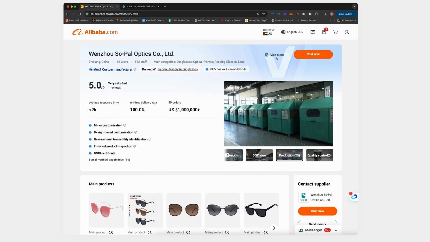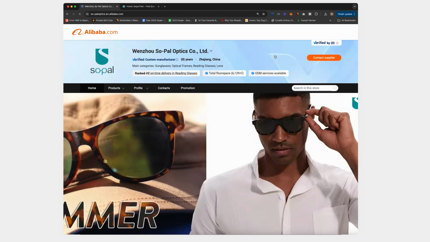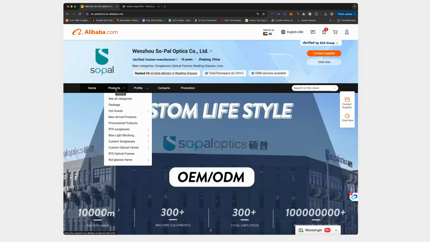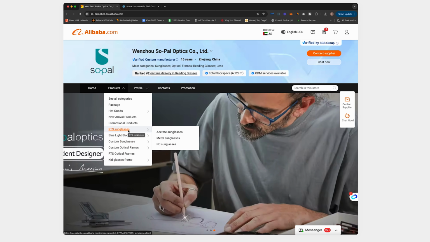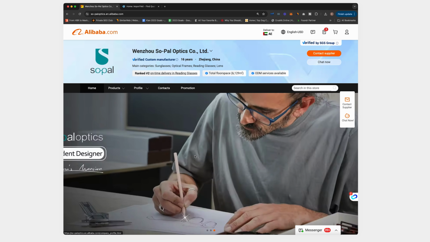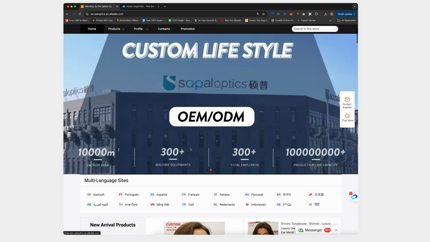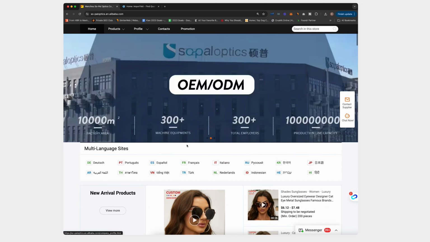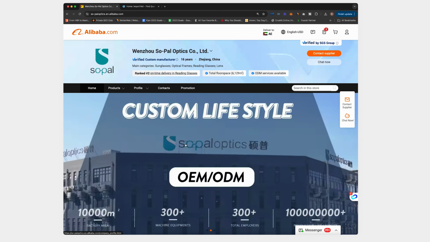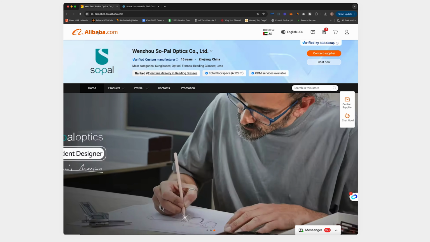Now, finally, as a last check, you want to visit their store. And I want to see that they really specialize in glasses. So if I hover the mouse over products, I can see blue light blocking glasses, custom glasses, optical frames, kids glasses, sunglasses. But if I saw a factory that said glasses, fidget spinner, iPhone cable, winter gloves, I know that they're just selling trendy products and they don't specialize in that product. So I've just got a lot of good information about this factory.